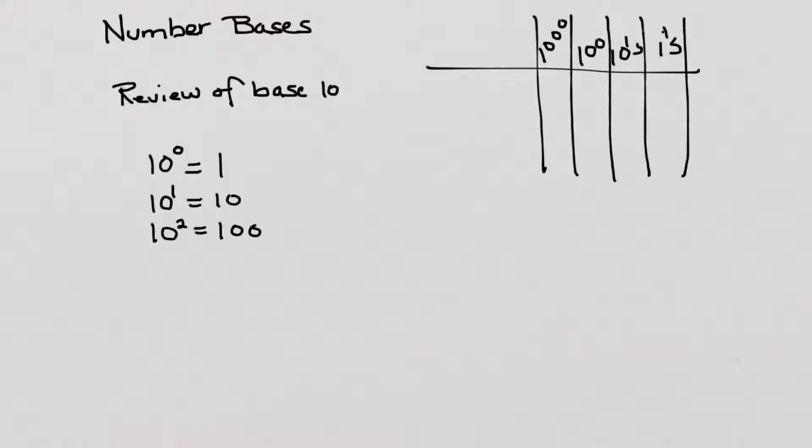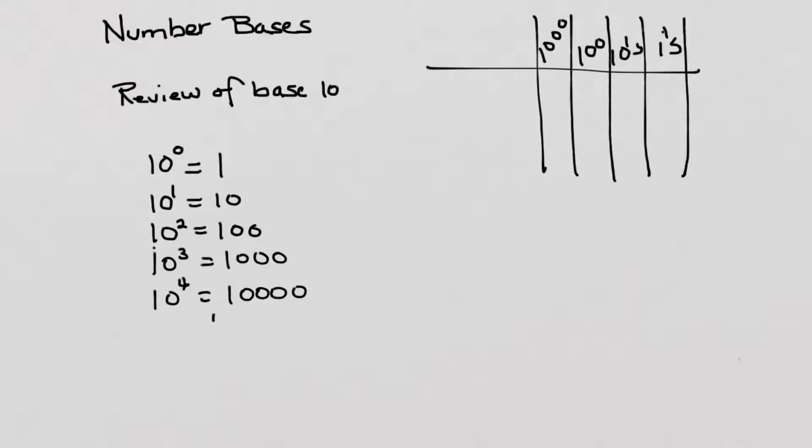And you can keep going. 10 to the third power is 1,000, and so on and so forth. And you could just keep going forever. So that's what we've got, and just on and on.